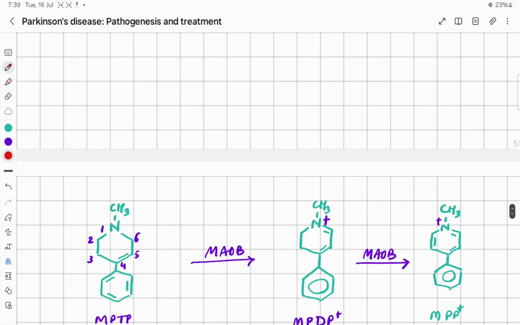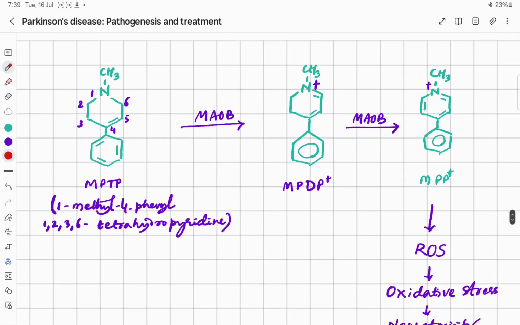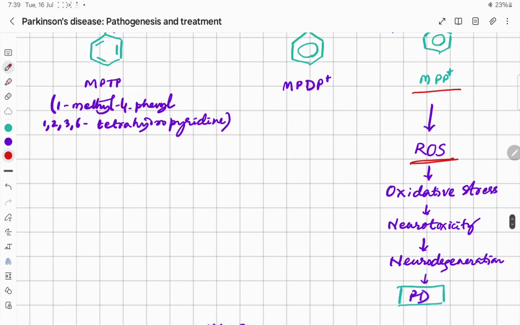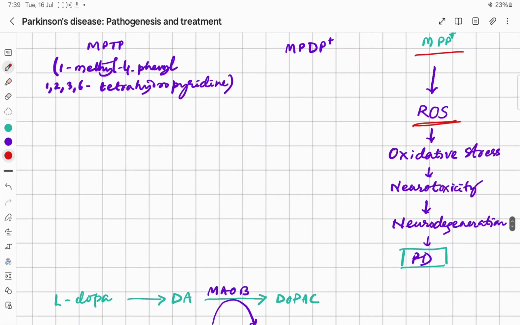Then MAO-B also metabolizes 1-methyl-4-phenyl-1,2,3,6-tetrahydropyridine, MPTP, to MPP plus, which causes the production of reactive oxygen species, which leads to oxidative stress, neurotoxicity, neurodegeneration, and symptoms of Parkinson's disease.